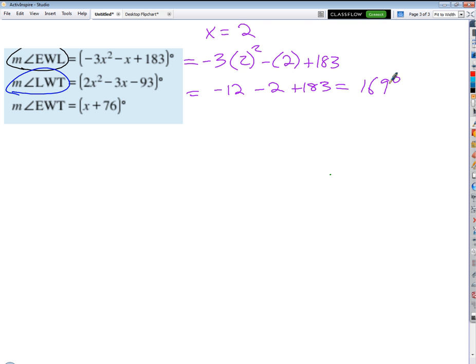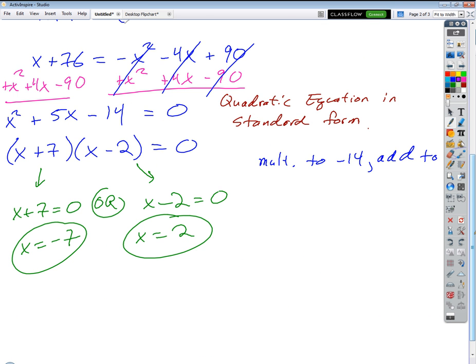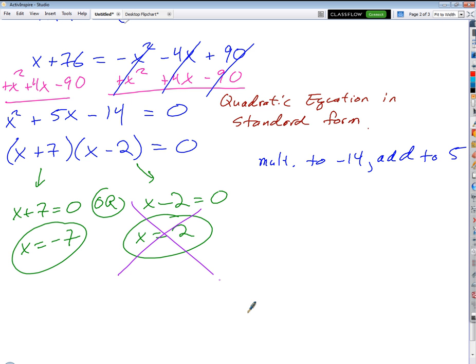Okay, what about this guy here? What's it going to give me? I'm going to get 2 times 2 squared minus 3 times 2 minus 93. Well, 2 squared is 4, 2 times 4 is 8, right? 8 minus 6 minus 93. Uh-oh, something weird's happening. What am I going to get for an answer? I'm going to get some negative number. Does that make sense? No, not in the context of our problem. So what does that tell us about the solution x equals 2? It doesn't work. Right? So we know that one didn't work. Let's try negative 7.